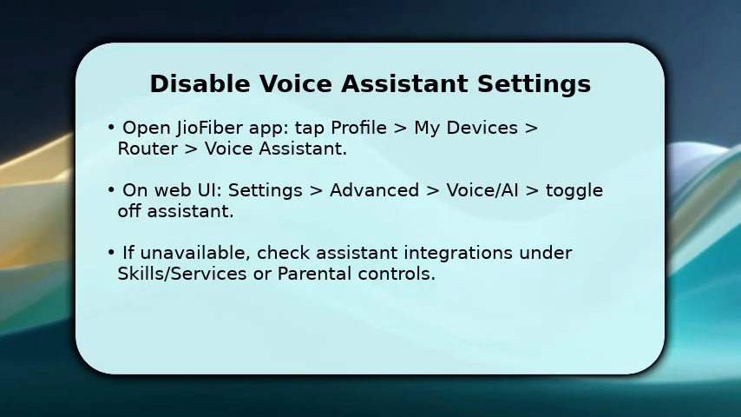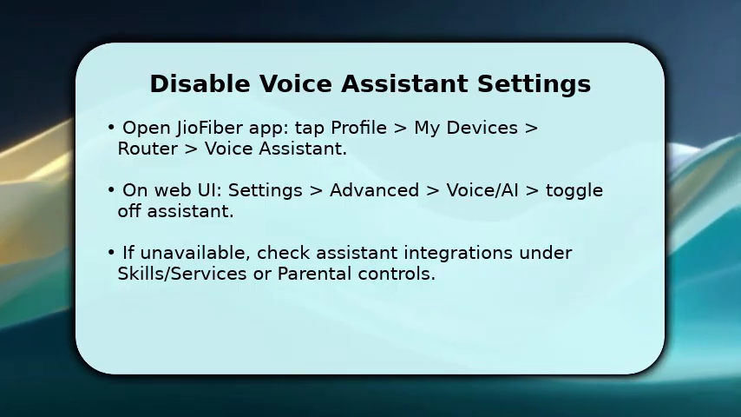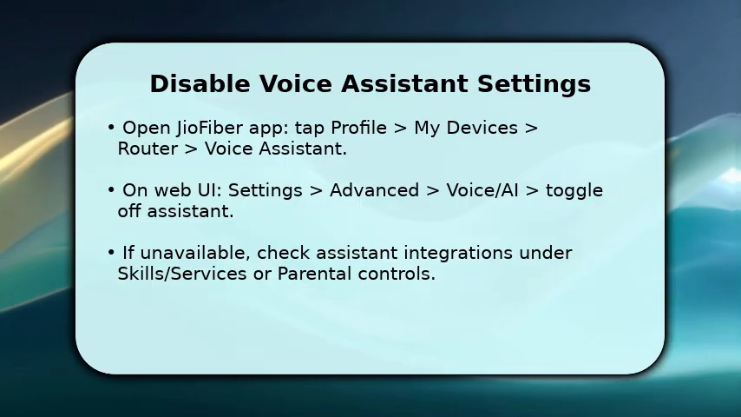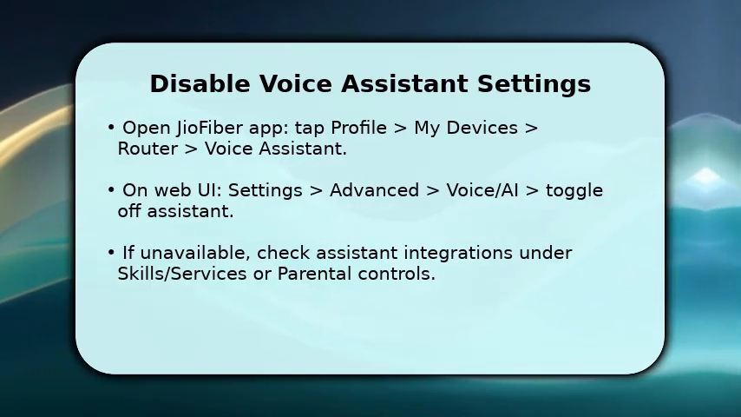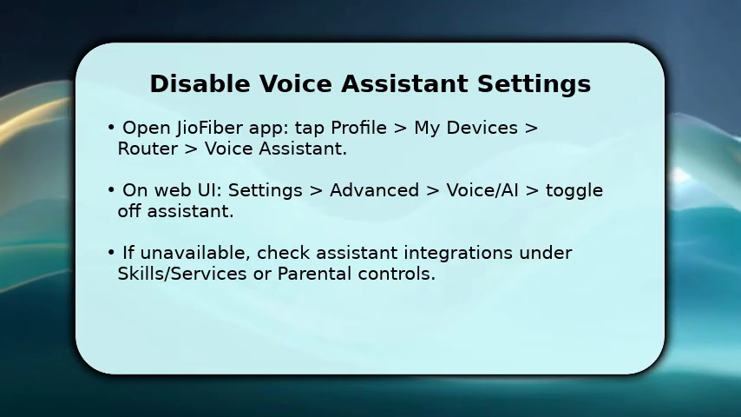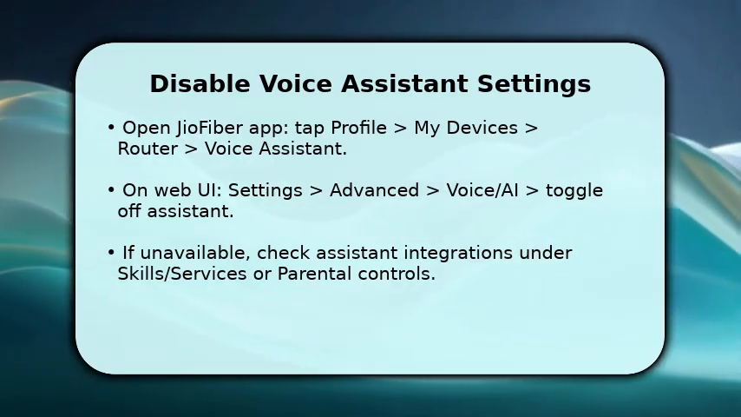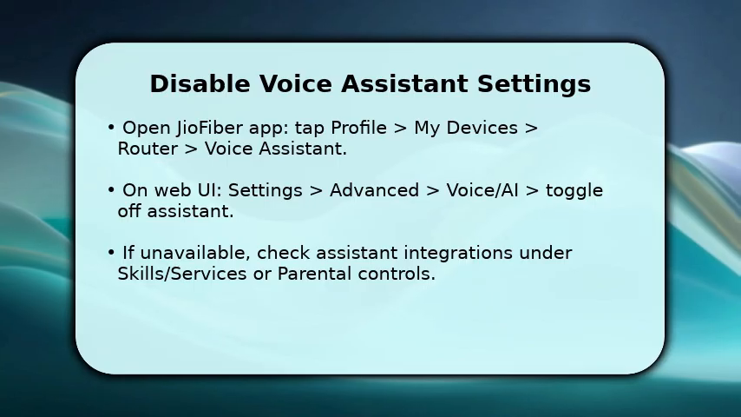You now navigate the app or web UI to the voice assistant controls and toggle the feature off. This is the step that removes active listening. Once done, verify any linked services or skills. Unlink accounts such as Google or Amazon if listed, because integrations can re-enable features.